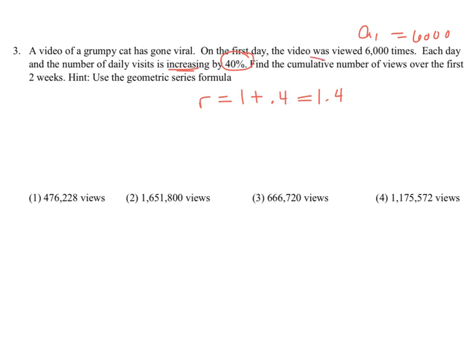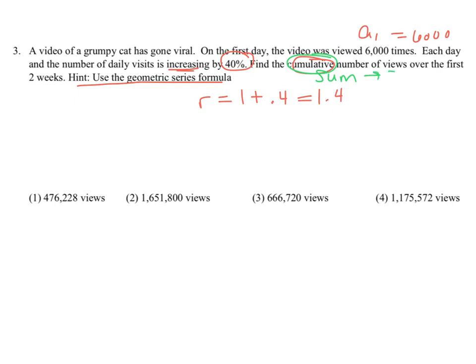Now they want the cumulative number of views for the first 2 weeks. I put a hint in for this question. It's not going to be a hint on the Regents or the test, just to direct you in the right direction. But the cumulative, this thing here tells you want a sum. And because it's percents, it's a geometric series.